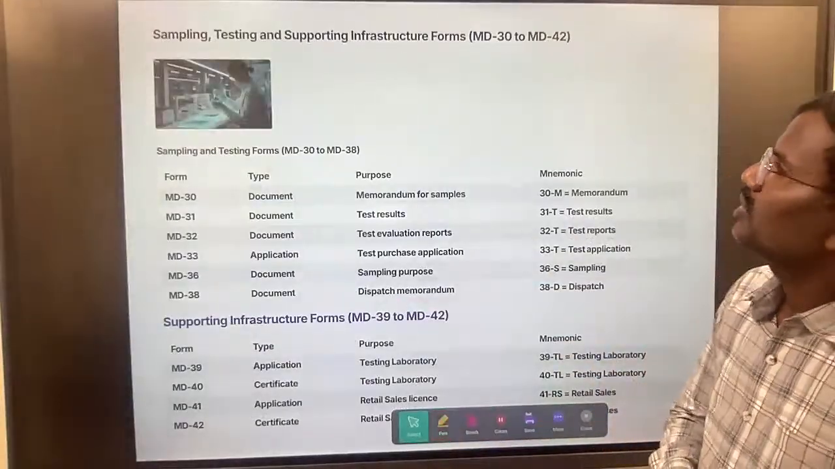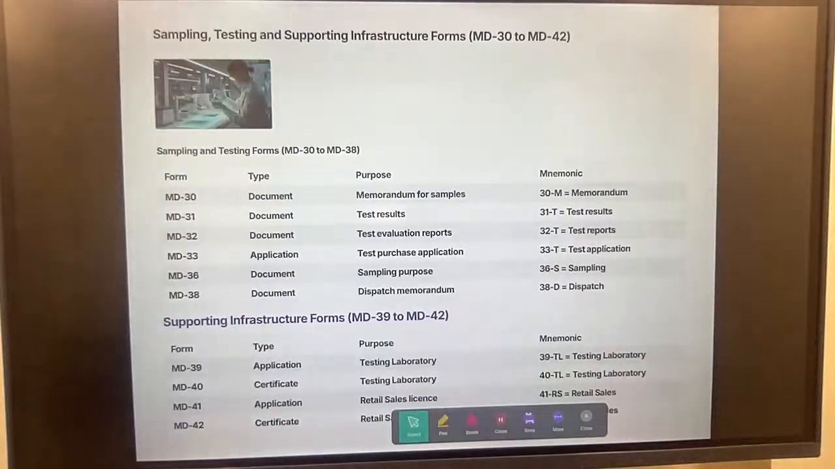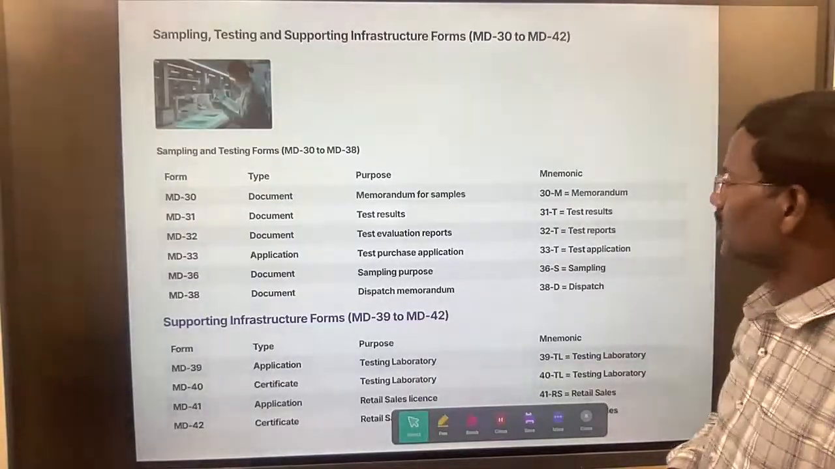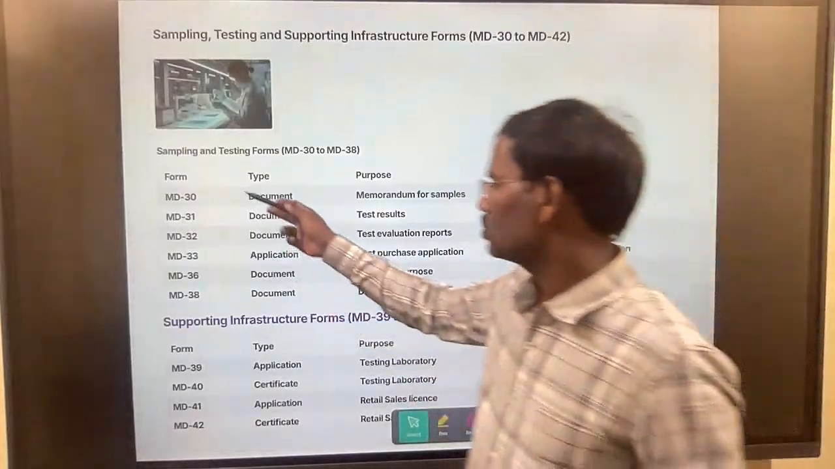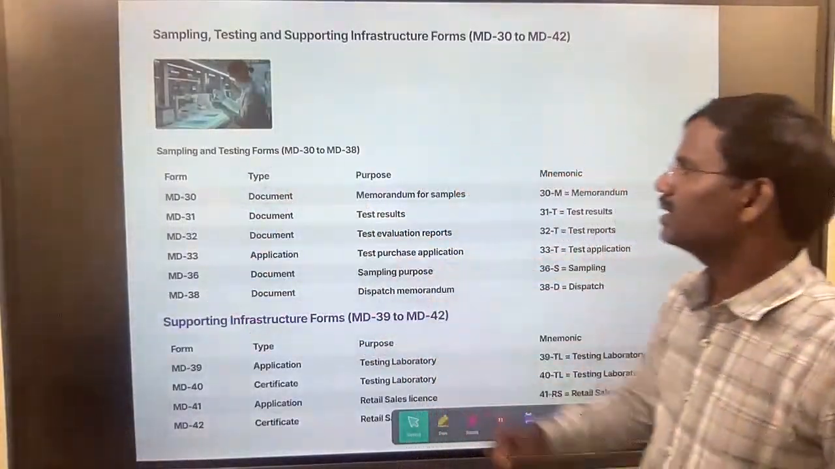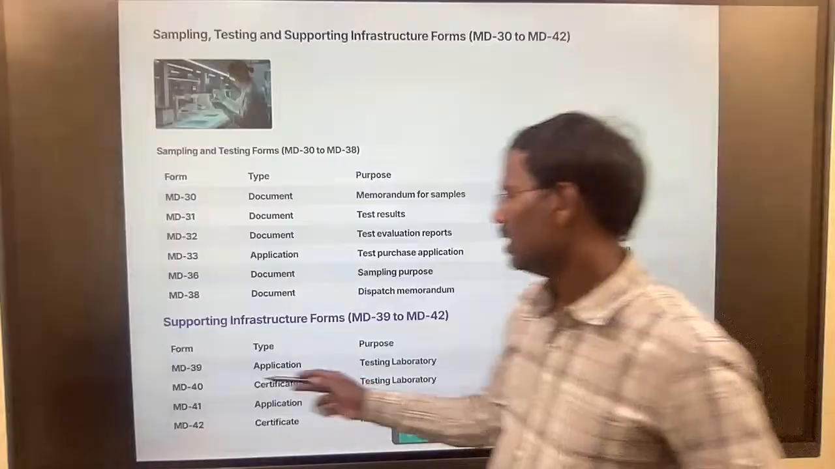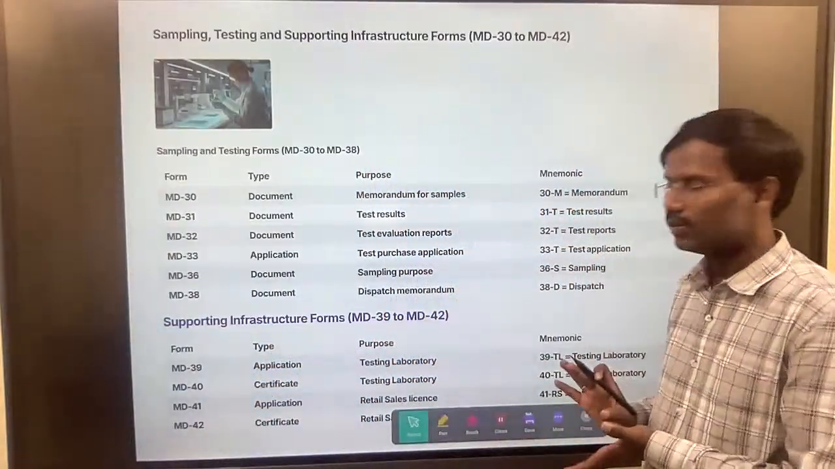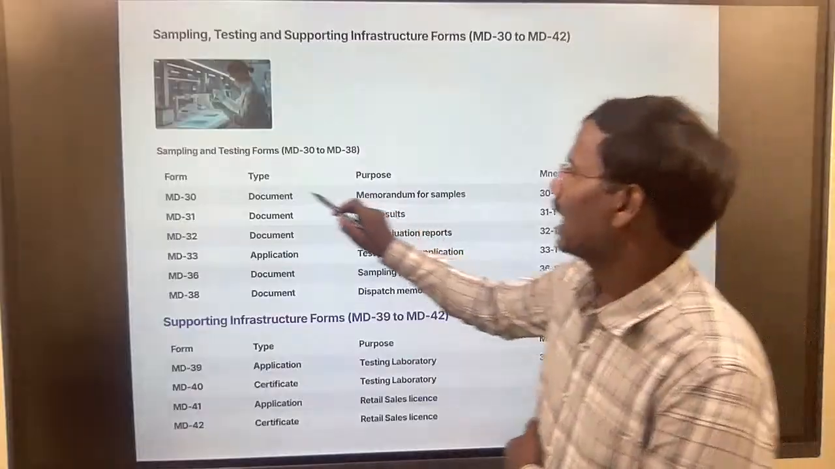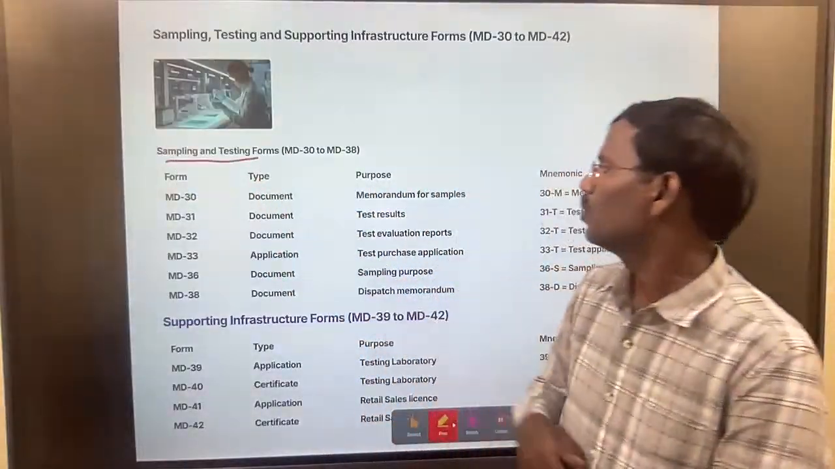Okay, next, coming to the sampling and testing and supporting infrastructure forms. Again, this is divided into two categories. 30 to 38 talks about sampling testing forms, and then 39 to 42 talks about supporting infrastructure. These are the 42 forms story. So, sampling and testing forms. How will you do the sampling?